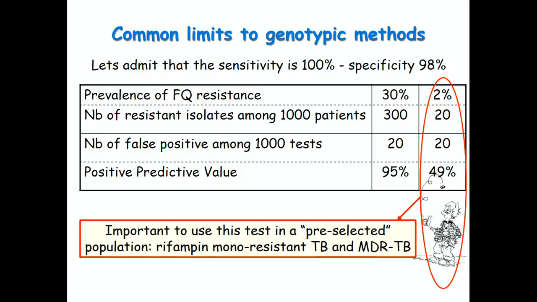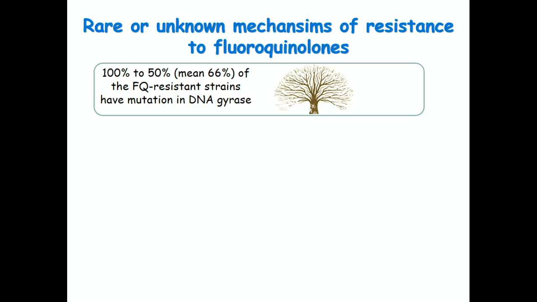But if you perform the test in a population where the prevalence of resistance is lower, and the 2% are quite similar to the level of resistance among all the strains in the population, you see that you have the same number of true positive and false positive tests, so it will be less expensive to flip a coin than to perform an MTB-DR test. So it's really important to use this test in a pre-selected population as advised by the WHO.